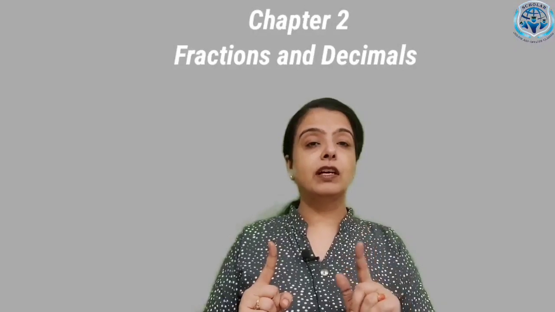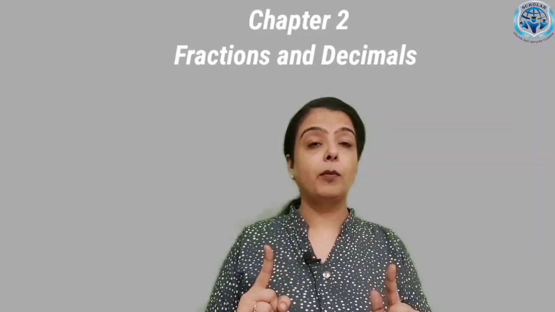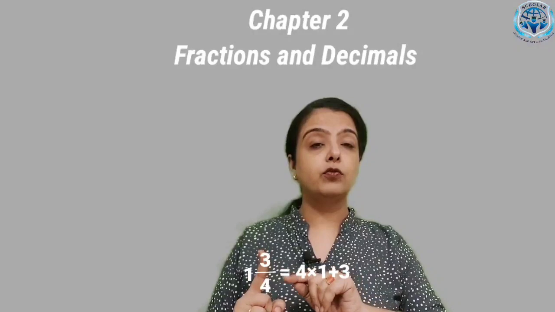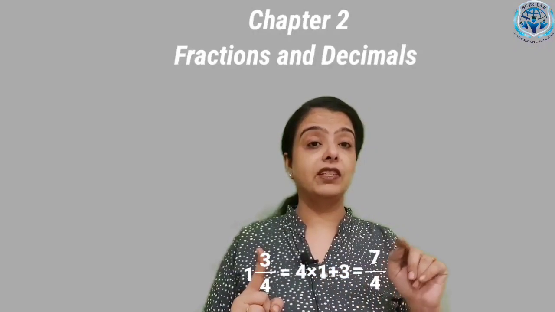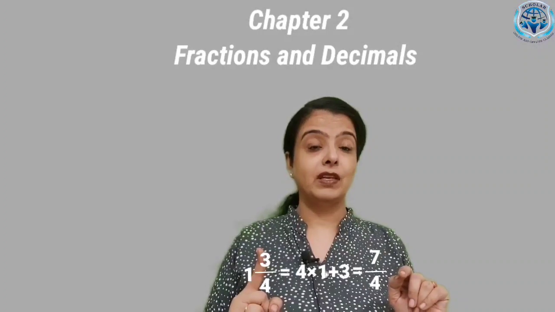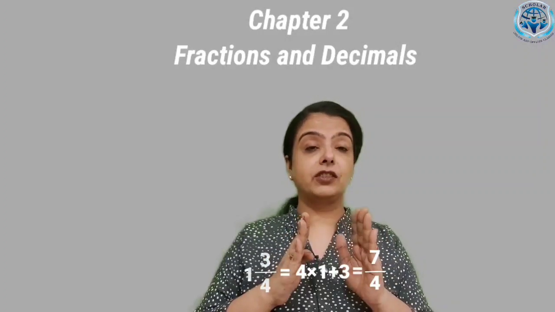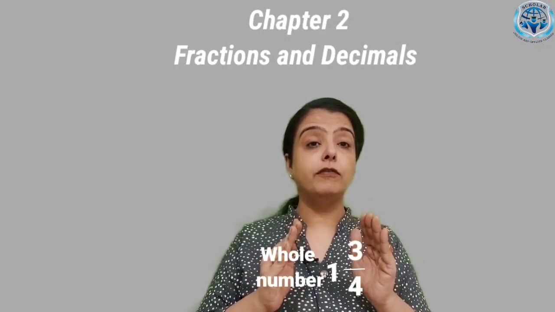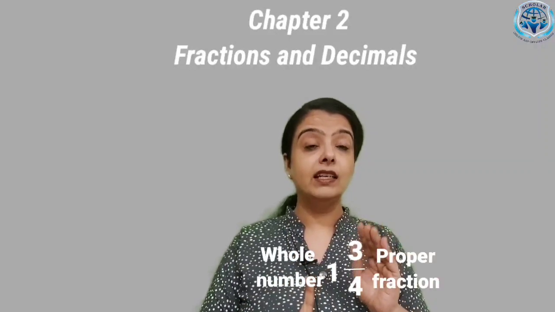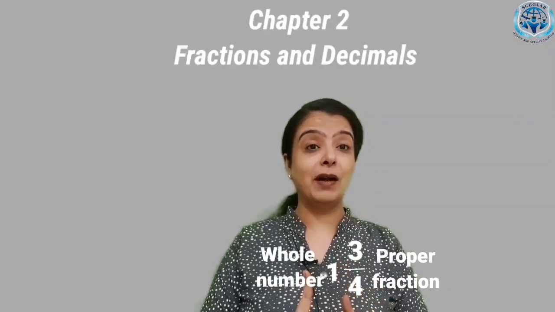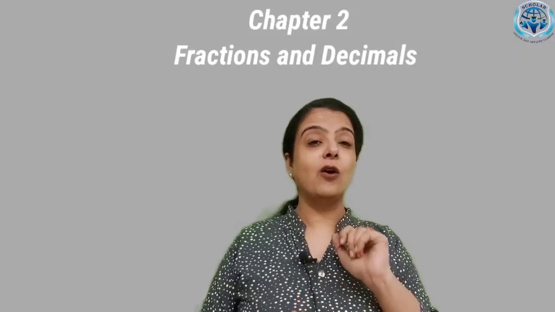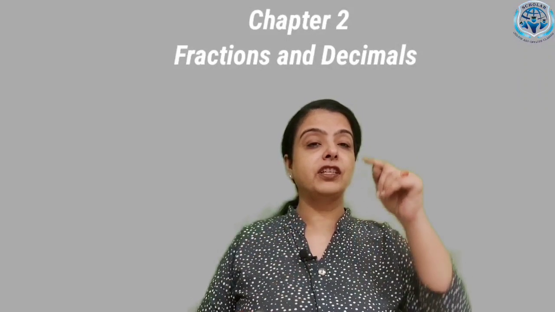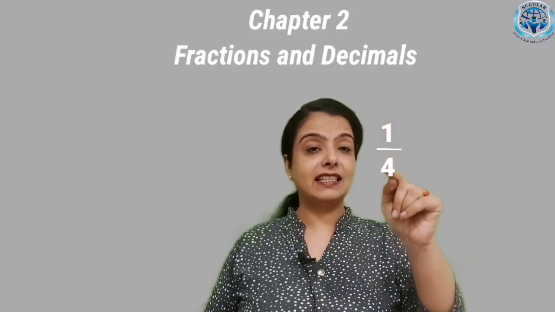Now, how to convert a mixed fraction into an improper fraction? 4 into 1 plus 3. 4 ones are 4, plus 3 is 7, 7 by 4. So, a mixed fraction is a combination of whole number 1 and proper fraction 3 by 4. Got my point? Now, in a proper fraction, the numerator is less than the denominator.